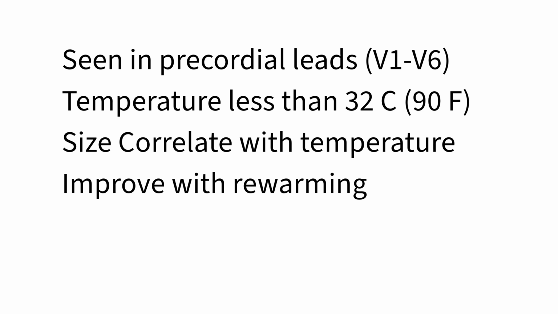The difference is that your patient will be very cold. Osborn waves are seen in the precordial leads, that's leads V1 through V6, and they occur in patients with temperatures less than 32 degrees Celsius or 90 degrees Fahrenheit. Their size does correlate with the temperature, so if they are extremely hypothermic, the waves are bigger, and they do improve when the patient is rewarmed.